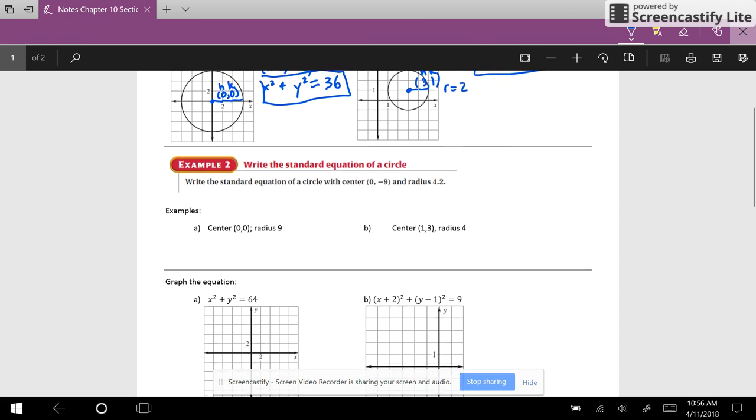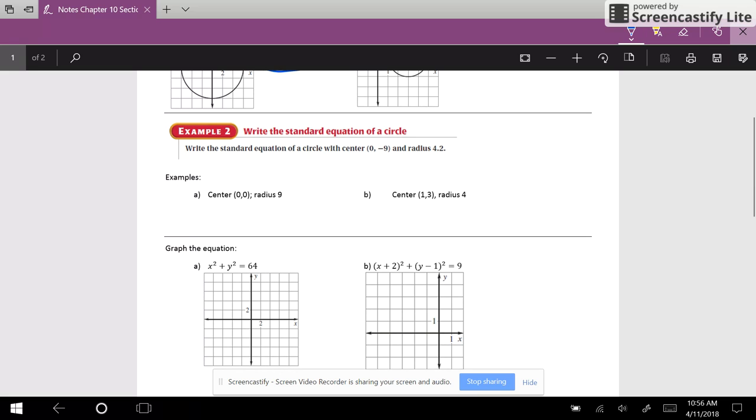In the next section, we're doing the same thing. It just gives us not a picture, but it tells us the h and the k, what the center is, and it tells us the r. So x minus 0 squared plus y minus negative 9. Notice we have a double negative there. We'll deal with that in just a moment.